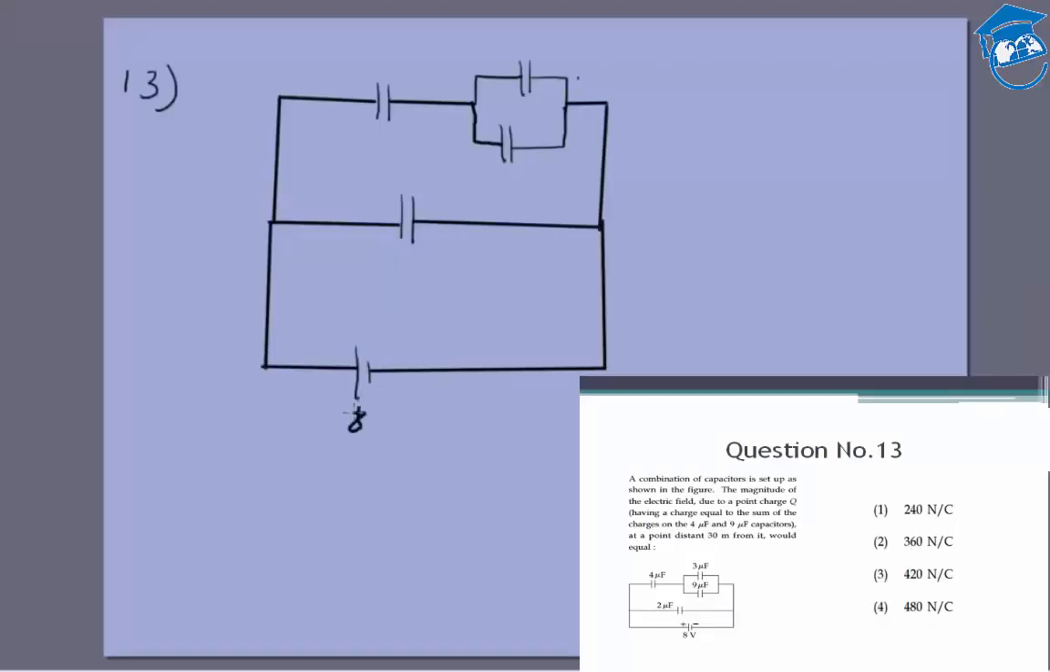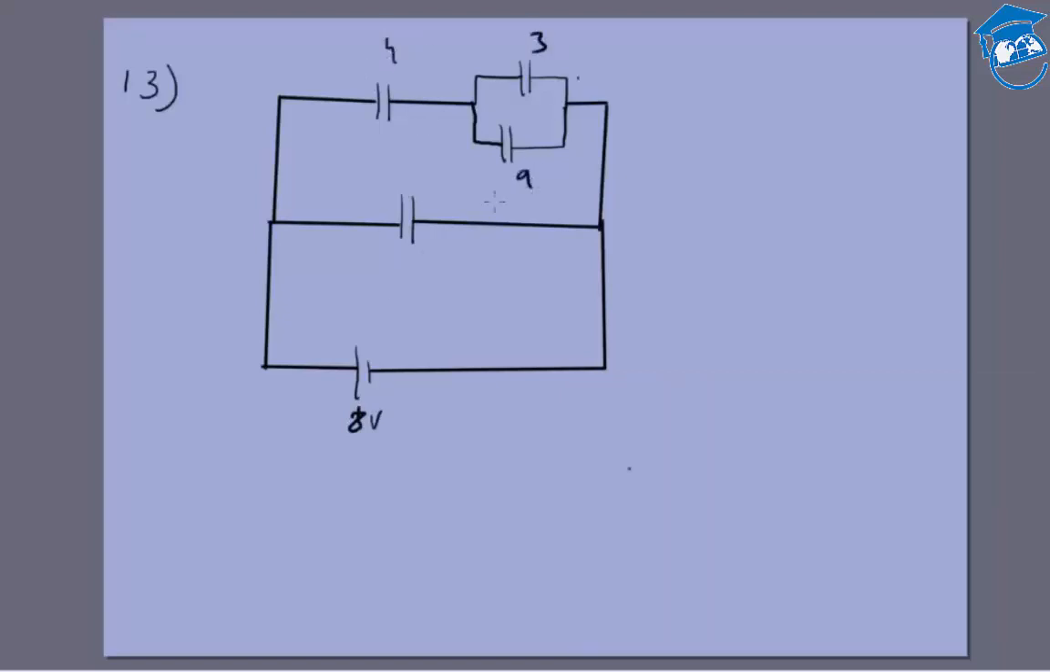This is a battery of 8 volts. This is 4 microfarad, 3 microfarad, 9 and 2. So these two are in parallel, so the resultant capacitance will be their sum, which is 12 farads. So these two can be written as 4, 12 and 2 here. Now 4 and 12 will be in series.